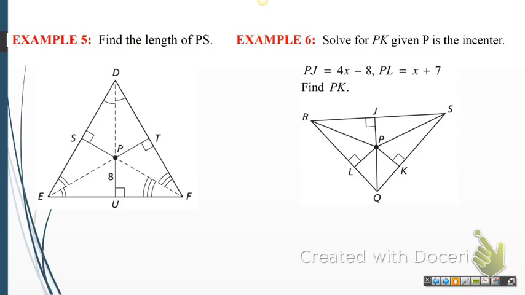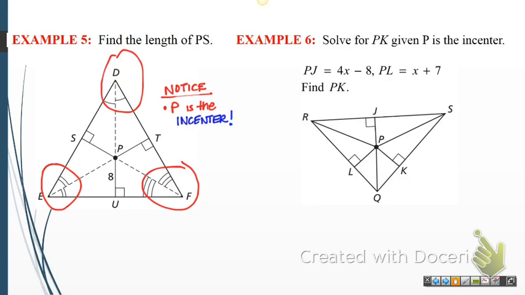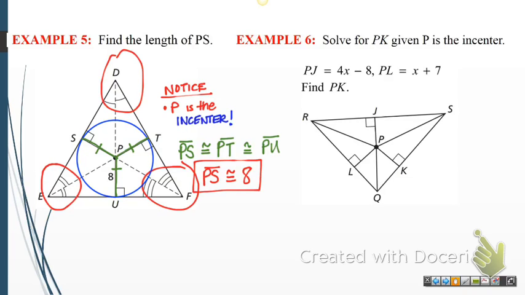So a couple of example problems for incenter. Find the length of PS. It doesn't tell you P is the incenter, but because all of these lines, PD, PE, PF, are all angle bisectors, you should be concluding that P is the incenter. And that means that P is the center of a circle, which fits inside the triangle, making all of these, PS, PT, and PU, radiuses. And that means that PS has to be equal to PU, and that means PS is 8.